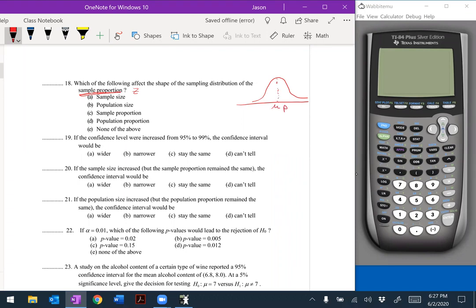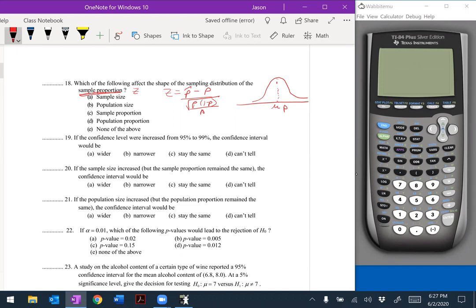This would be mu of p hat, the mean of the proportions. So what's going to affect the shape of this thing? Well, what affects a z-score? How would I get a z-score? It'd be p hat minus p all over the standard error, which is the square root of p times 1 minus p all over n.